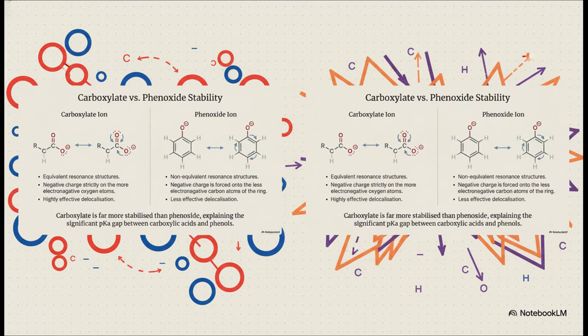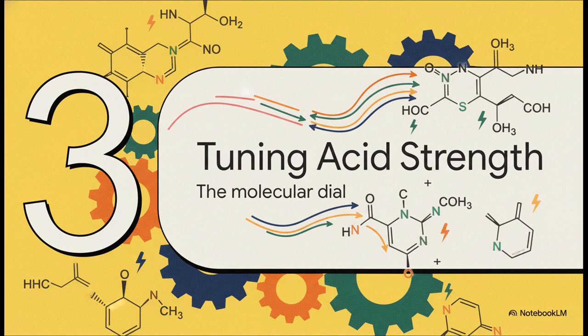This slide is a fantastic comparison. Look on the left. The carboxylate ion shares that negative charge between two identical, super electronegative oxygen atoms. That means they are great at handling a negative charge. It's a perfectly balanced, super stable situation. Now look at the right. A phenoxide ion is forced to push that charge onto the less electronegative carbon atoms in the ring, which are not nearly as good at stabilizing it. That's a much less stable situation, and it's precisely why carboxylic acids are so much stronger as acids than phenols are.